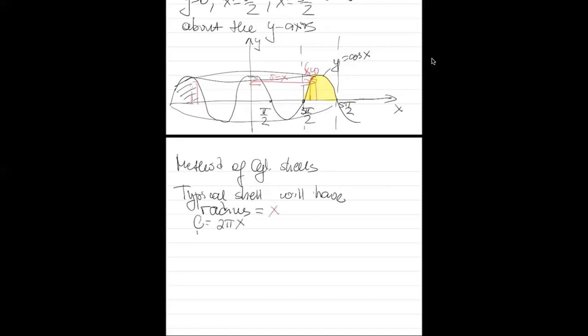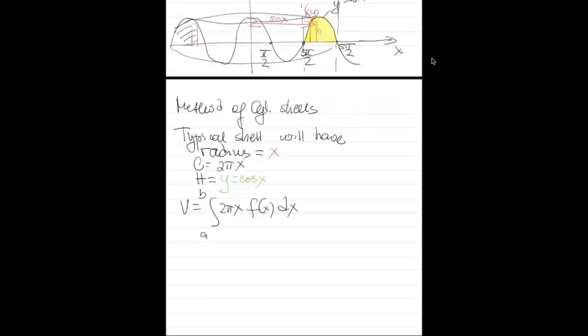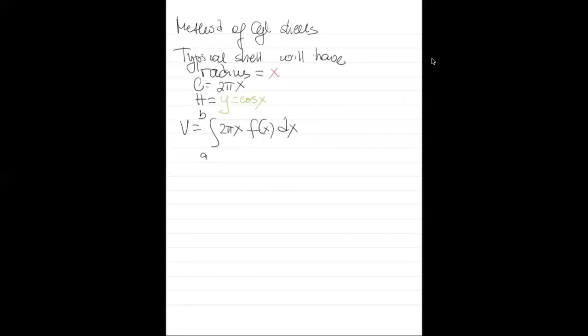And the height, this is the height. Isn't the height the y, which is cosine x? So we have everything. It will be simple. The volume, here's our formula, from a to b, 2 pi x f of x dx. Again, we use that formula whenever the circumference is 2 pi x, so we call this the circumference part.